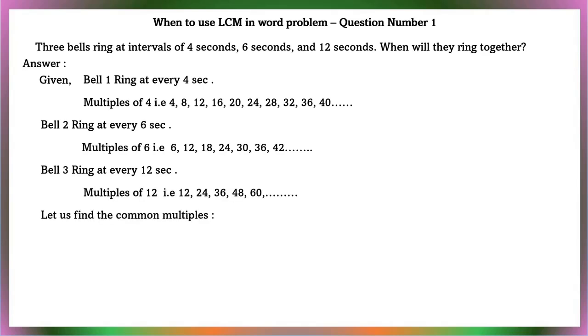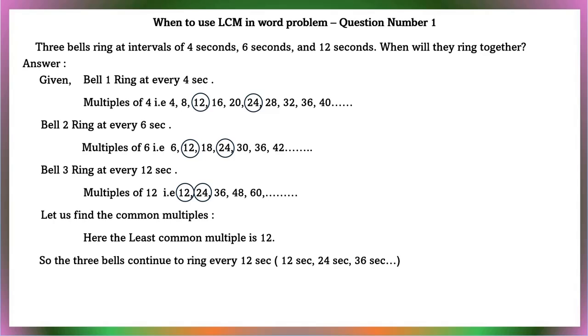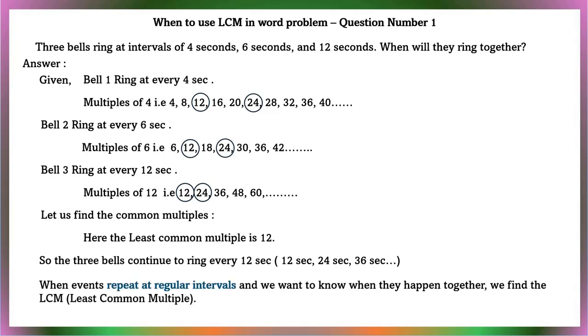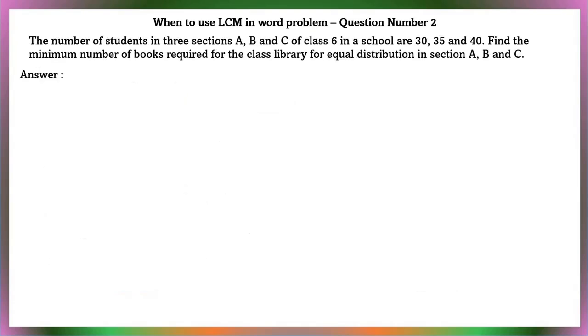Now let us find the common multiples of 4, 6 and 12. Here, the least common multiple is 12. Even though 24 is also a common multiple, since it is the LCM that is least, we will take 12. So, the 3 bells will ring together every 12 seconds. When events repeat at regular intervals and we want to know when they happen together, we find the LCM, that is, the least common multiple.